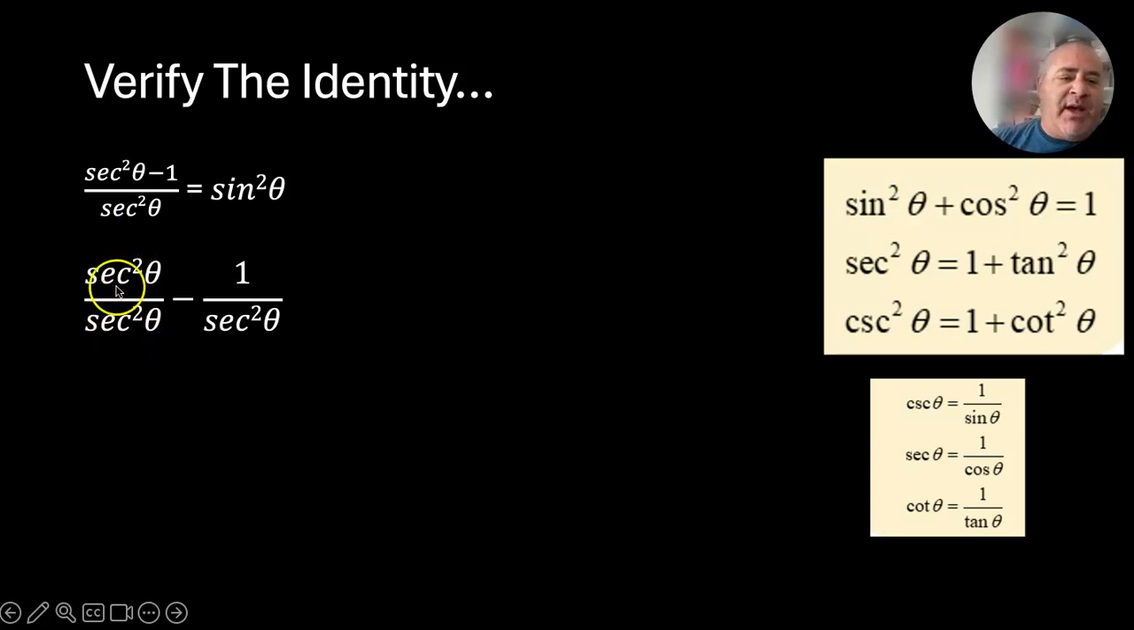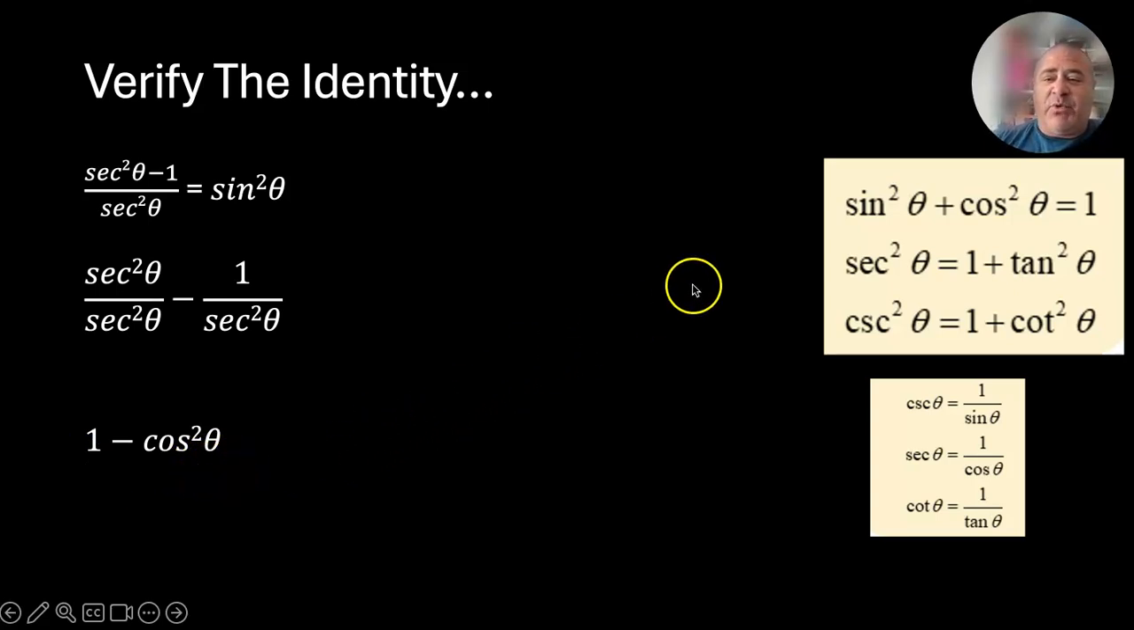Well, you'll notice right away, anything over itself is equal to 1, so secant squared over secant squared is equal to 1. And you'll notice 1 over secant squared, well, we know that secant is the reciprocal of cosine, so secant squared is the reciprocal of cosine squared. So this then equals 1 minus cosine squared.